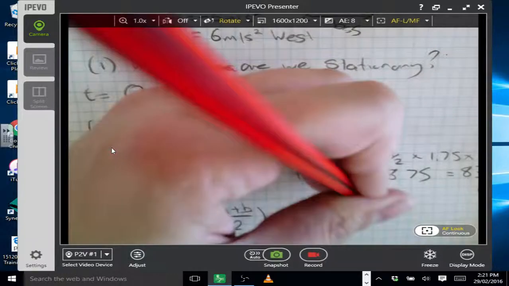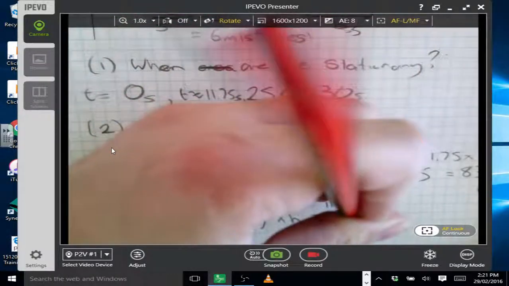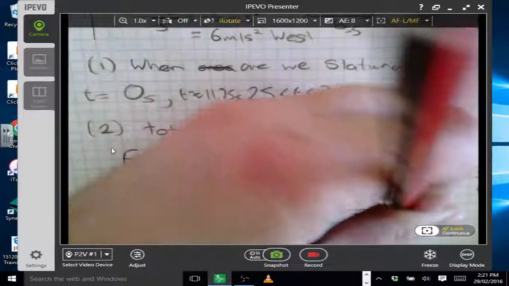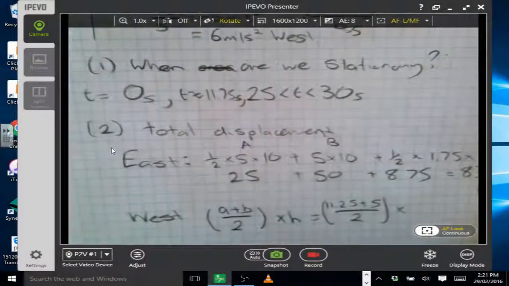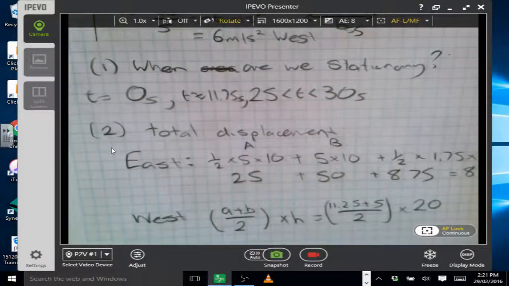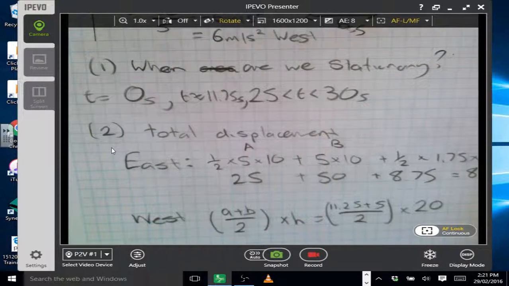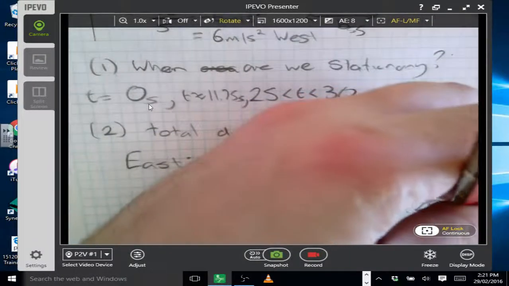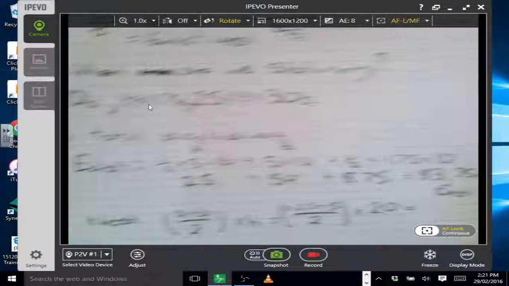11.25 plus 5, over 2, bracket times by, whoops, what was it, height? 20, thank you. All right, so you can work that out. 11.25 plus 5 is 16.25, divide that by 2 is 8.125, times by 20 is 162.5. Okay, so what do you think that means?